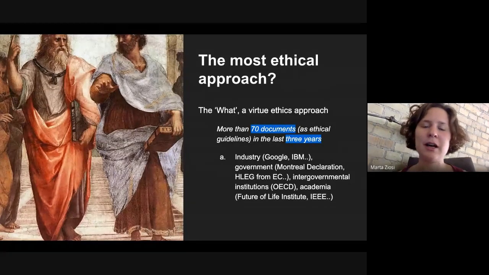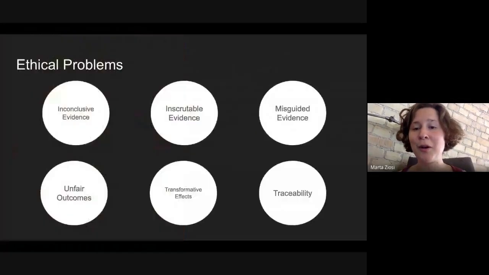And academia, I mean, not strictly academia, but more from an academics perspective, the Future of Life Institute and IEEE also produce guidelines on AI. So what about that? When we go back to our ethical problems, I told you that I would ask you to come up with potential solutions in terms of values, right? How to reply to inconclusive evidence, how to reply to misguided evidence.